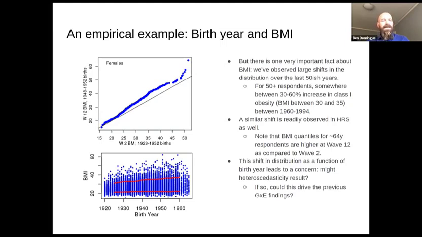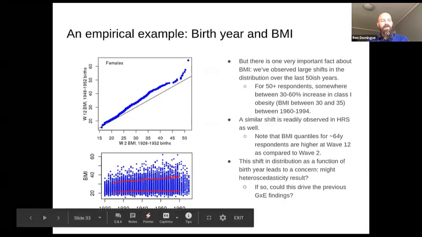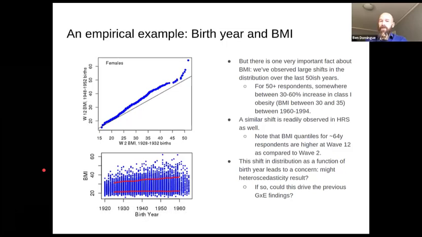And I have, I believe, the 10th and 90th quantiles sketched out as red lines. And you can see an increase in the 90th percentile over time, right? We have an expansion in the amount of variation in BMI as a function of birth year, along with an upward shift in the mean. And so the concern would be that this heteroscedasticity, this increase in variation in BMI as a function of birth year, may be an issue that needs to be resolved in our analysis of this BMI by birth year interaction.